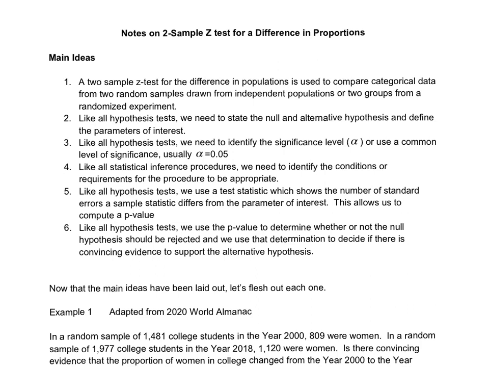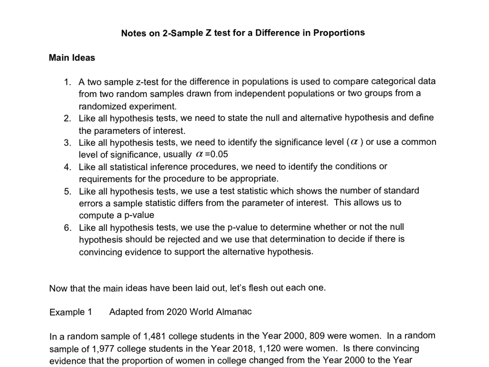And then number two, like all hypothesis tests, we state a null and alternative hypotheses, and we define the parameters. For example, the proportion of all people in the population who got headaches. Okay, population 1, population 2. Also, like all hypothesis tests, number 3, we identify the significance level, or the alpha level. If it's not stated, it's 0.05.